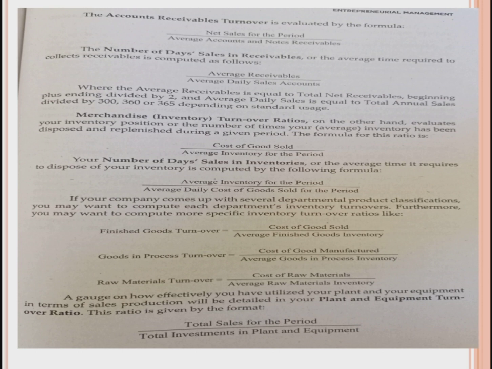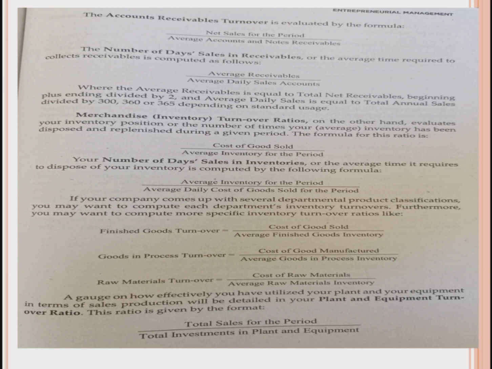The number of days sales in receivables, or the average time required to collect receivables, is computed as follows: average receivables over average daily sales, where the average receivable is equal to total net receivables beginning plus ending divided by 2, and average daily sales is equal to the total annual sales divided by 360 or 365 depending on standard usage. Merchandise or inventory turnover ratios, on the other hand, evaluate your inventory position or the number of times your average inventory has been disposed of and replenished during a given period. The formula for this ratio is cost of goods sold over average inventory for the period.